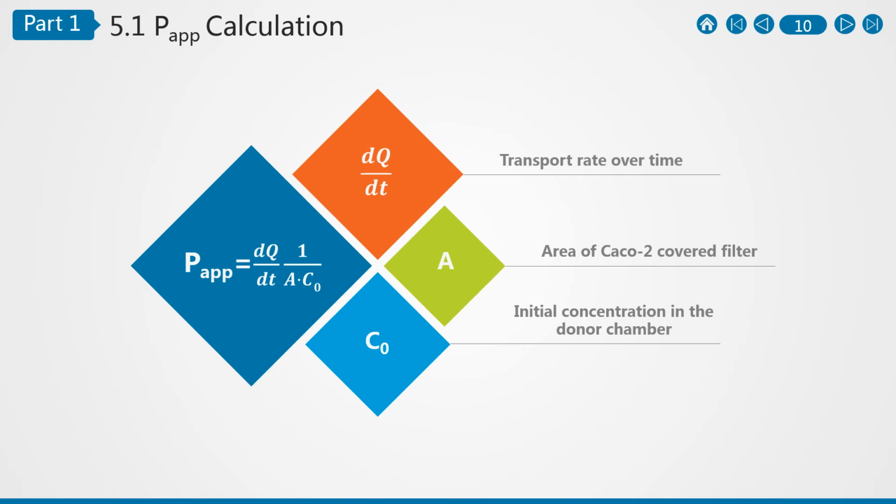Mass spectrometry not only eliminates the need for radiolabeled compounds but permits the simultaneous measurement of multiple compounds. The measurement of multiple compounds per assay reduces the number of incubations that need to be carried out, thereby increasing the throughput of the experiments. Apparent permeability was calculated from the following equation.